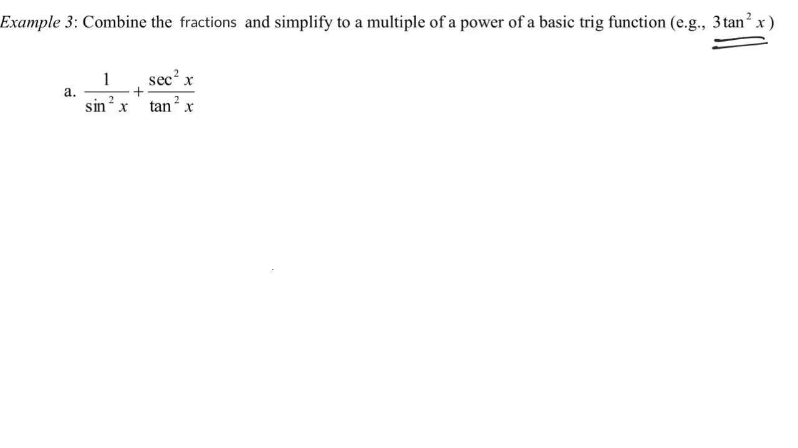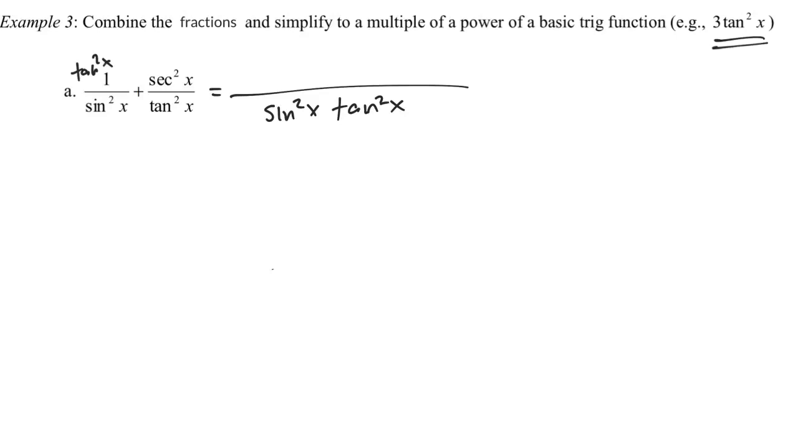Not that that's going to be the answer, but the answer will be something to that effect with a coefficient and then a power of a basic trig function like sine or cosine or tangent or cosecant or something to that effect. And so what we're going to do is combine the fractions, and so that means finding a common denominator, and so the common denominator is just going to be the product of sine squared and tangent squared. And then for the first fraction, we're going to have to multiply by tangent squared.